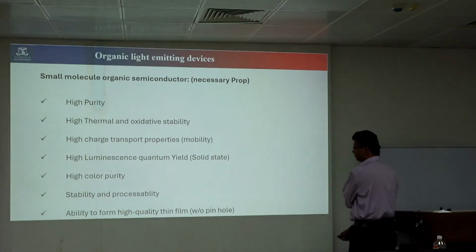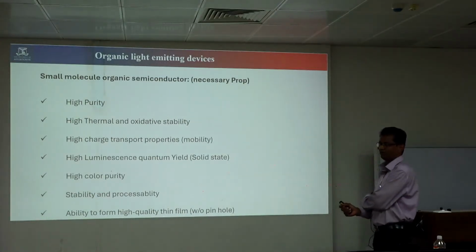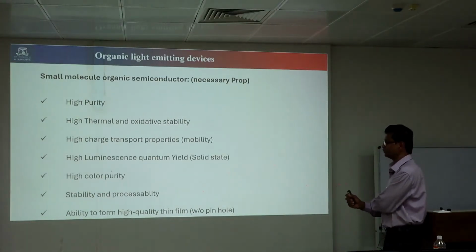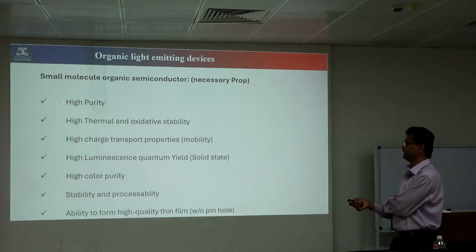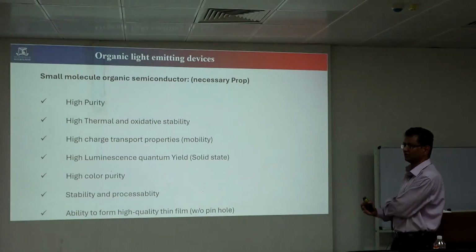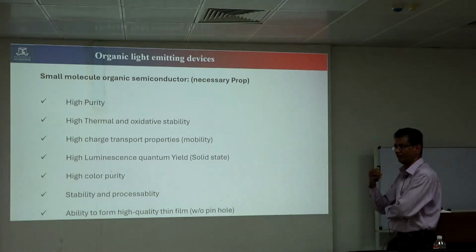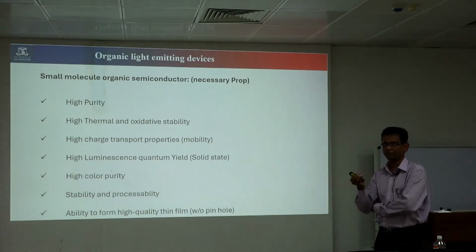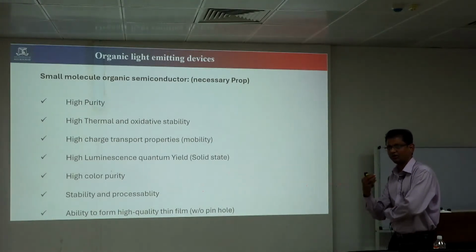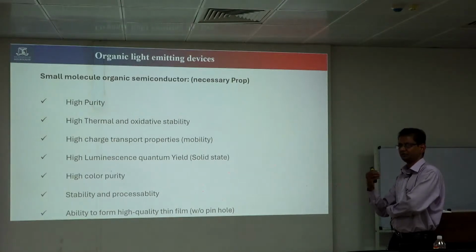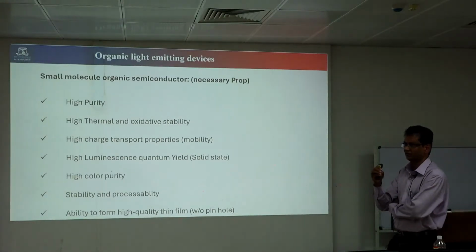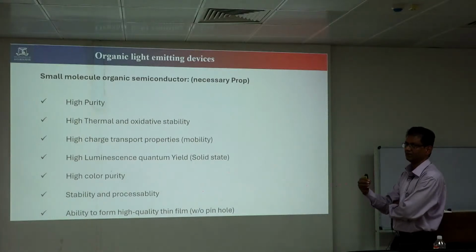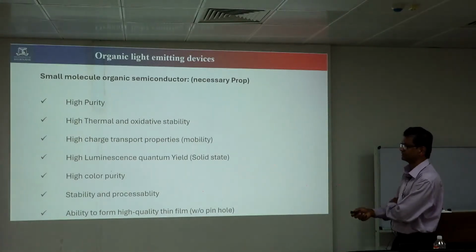Next, what are all the required properties the ABC layer should have? The first, as I said, is that the material should be high purity. That's why most of the organic materials are small molecules. With small molecules, we can have high purity because they have a finite molecular weight, and we can also maintain high purity by doing the crystallization process.